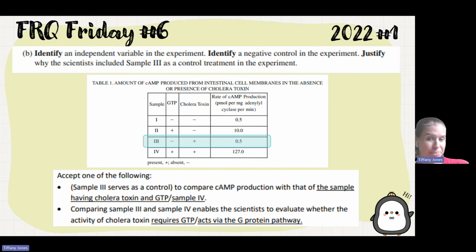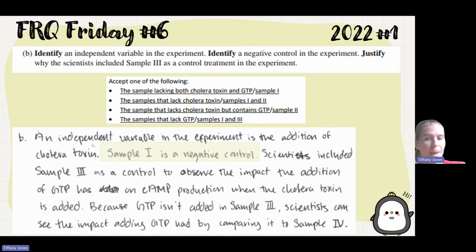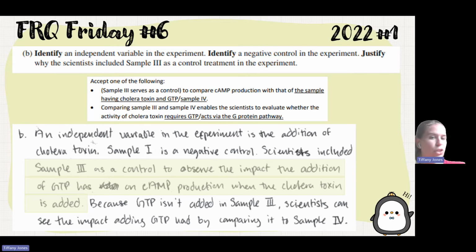So the student talks about the independent variable being the addition of the cholera toxin, sample 1 being our negative control. And then they also mentioned the scientists included sample 3 as a control to observe the impact that the addition of GTP has on cyclic AMP production when the cholera toxin is added. And so real quick, I do want to mention this. I said that it had to have the presence or absence. By saying addition, the readers probably could have just taken that as, oh, well, there must have not been any before, but just go ahead and be safe. If you see a plus and a minus, presence or absence, just go ahead and spell it all out for your readers.